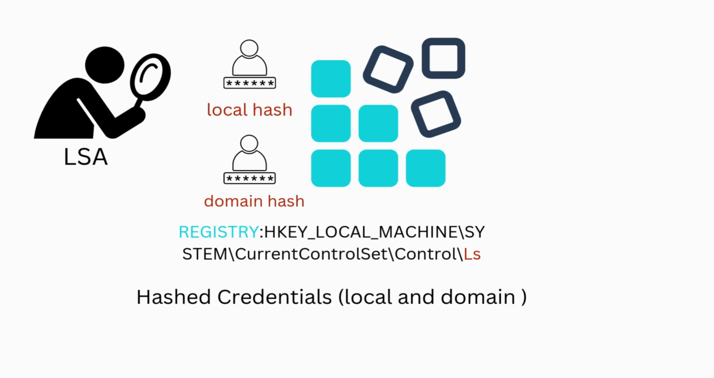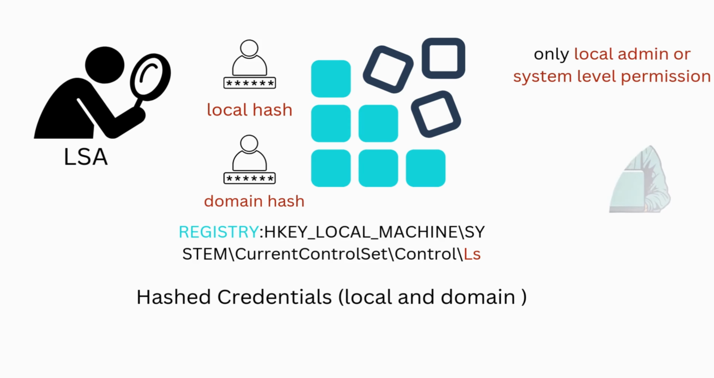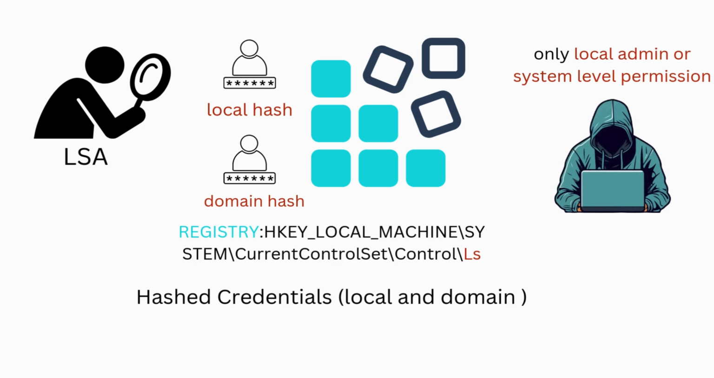These local hashes and domain hashes stored in the registry can only be accessed by the local admin or a user that has system level permission. Assuming that the attacker has the credentials of the local admin or a user that has system level permission on that system, the attacker can easily use different tools like CrackMapExec, SecretsDump, or Mimikatz in order to dump those credentials from the registry.